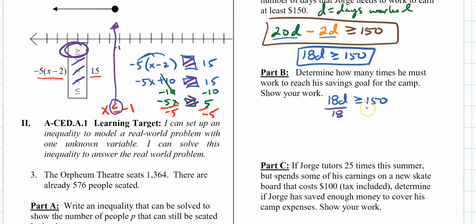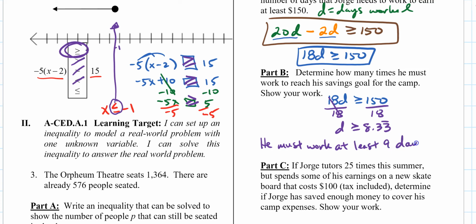And we're going to solve that for D, for the number of days. So we're going to divide by 18. So D is greater than or equal to 150 divided by 18. And that number is 8.33. But we can't work 0.33 of a day. It's really 8.3 repeating. So because D has to be greater than or equal to 8.3, we're going to say that he must work at least 9 days. We have to round that up to 9 because we need to be bigger than 8.3.